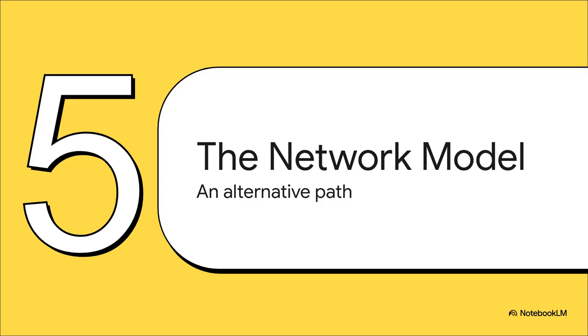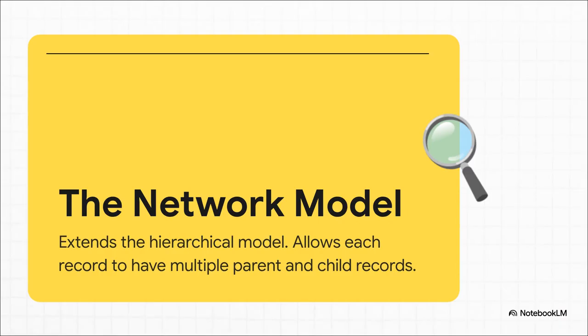Now, before we wrap up, let's take a quick look at an alternative path, an evolutionary road not taken, so to speak. It's a model that actually came before the relational one, but was trying to solve a lot of the same problems. And this is the network model. You can think of it as the hierarchical model's superpowered and kind of chaotic cousin. It actually allowed a child record to have multiple parents, which created this big web or graph of connections. It was a direct shot at solving that tricky many-to-many relationship problem.